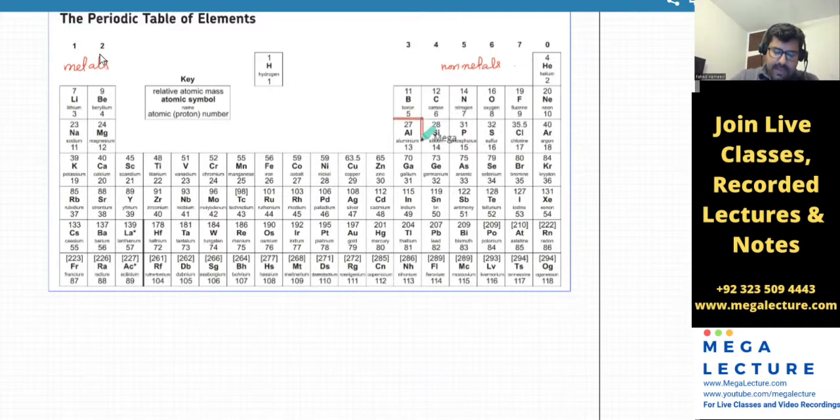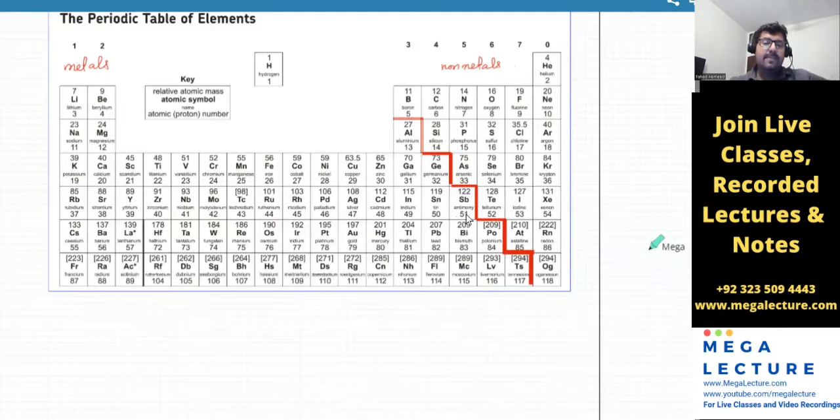Okay, so elements that are around the staircase, they're called metalloids, which basically means that they have properties of both metals, metallic and non-metallic properties. Okay? That's how the staircase goes. I remember this line is not a rigid fixed line. Okay?